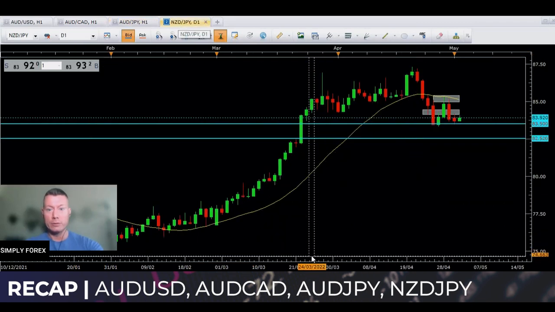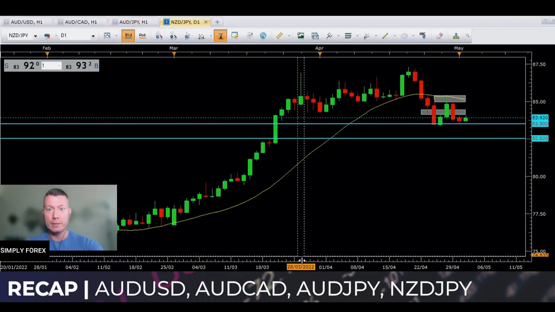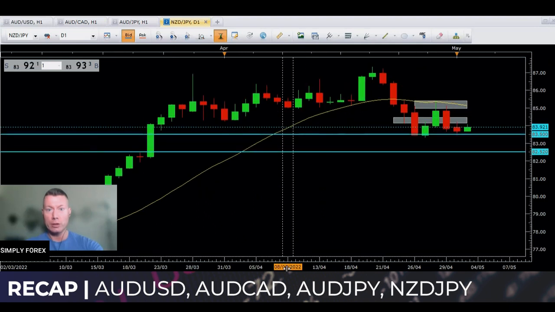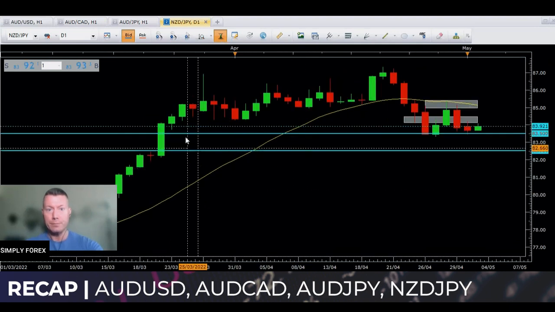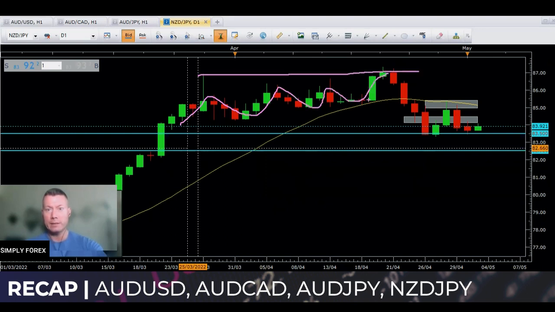Okay, next one is this, guys. This is the New Zealand dollar against Japanese yen. So a similar story to the Aussie dollar Japanese yen. It was in an uptrend, started running out of steam. It wasn't really creating higher highs. Okay, and then price came collapsing down, broke these lows, broke this low. So again, for me, structure is in a downtrend.